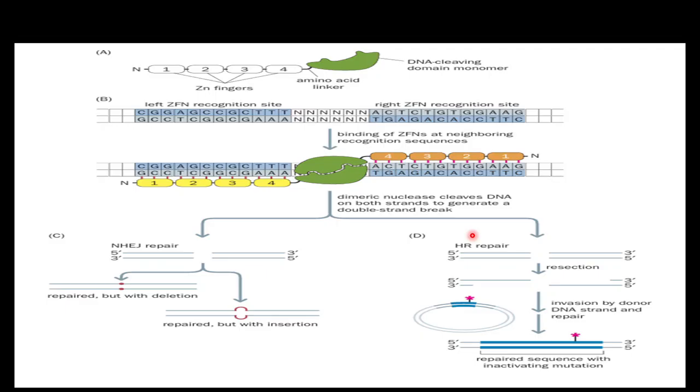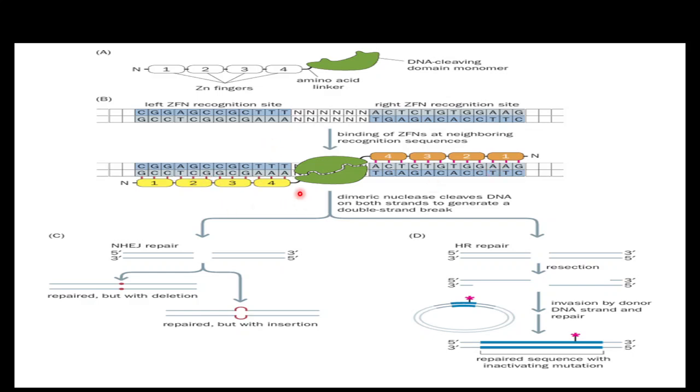Now we are coming to the zinc finger nucleases, by which you can also inactivate the gene. This is the zinc fingers. There are 4 zinc fingers. They are tagged with the DNA cleaving domain monomer. Each zinc finger recognizes a 3 base pair sequence, so it will recognize 12 base pair sequences. So this is the left ZFN recognition site. Then there is going to be the right ZFN recognition site that will recognize the right side bases.